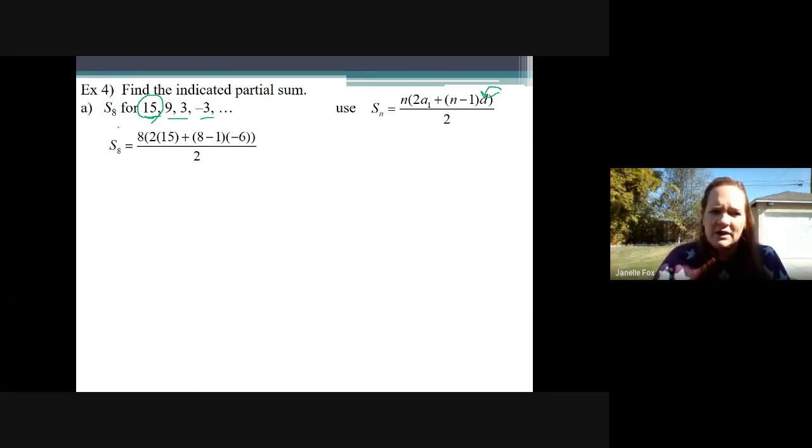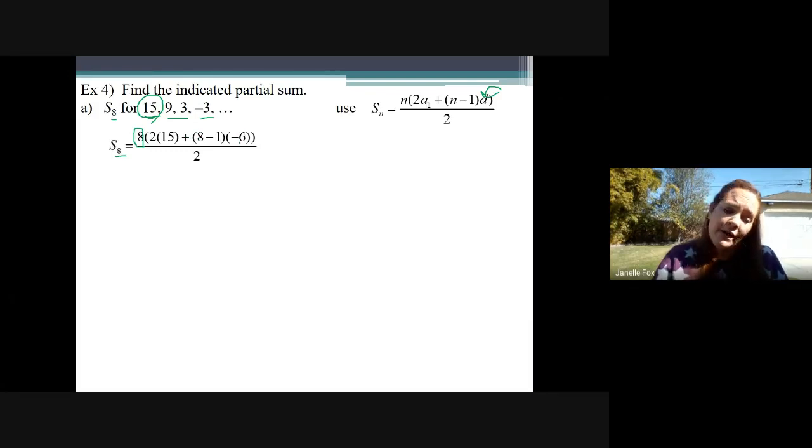So notice, guys, I know I just popped up a lot of things here, but this S sub 8 is S sub 8 right here. The number of terms right here in the front is an 8. So then it was 2 times 15, because 15 is the first term, plus 8, there's that n again showing up, 8 minus 1 times negative 6.